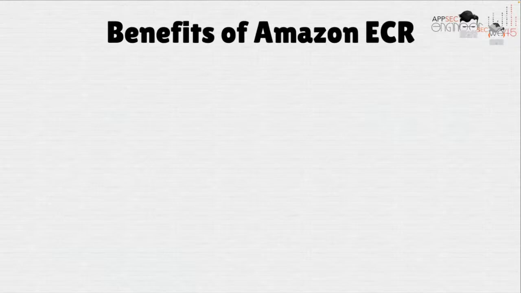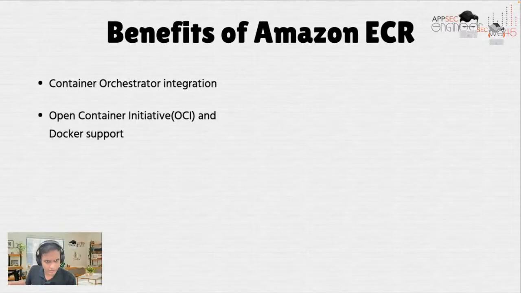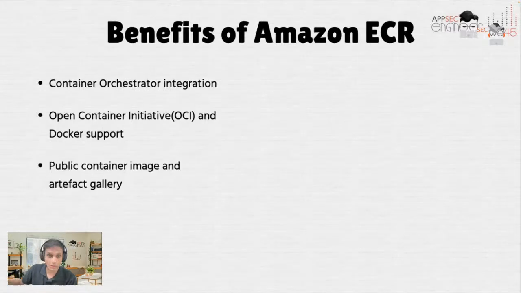So with that, let's quickly look at some of the benefits of Amazon ECR. First of all, it integrates with your container orchestration system. It is also compliant with OCI, the Open Container Initiative, and it supports Docker. You can have public container images and artifact galleries, so you can go ahead and do that.